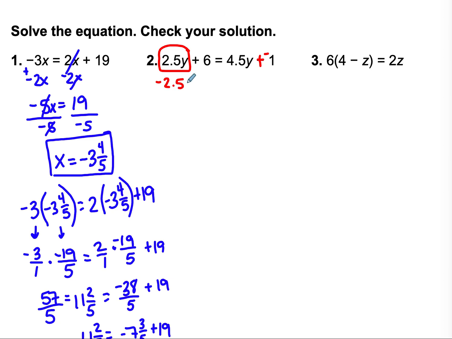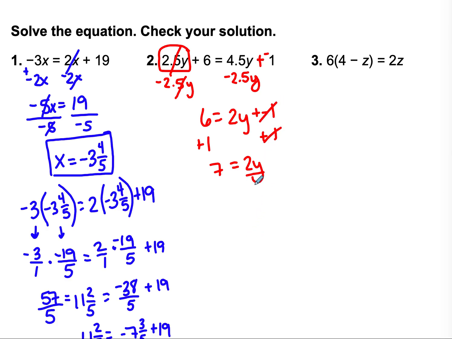So I'm going to subtract 2.5y. I'm only doing 1 on each side of the equation. 2.5y minus 2.5y is 0. I'm left with 6. 4.5y minus 2.5y is going to give me 2y. And then I've got this plus -1. To get rid of the -1, I'm going to add a +1. 6 plus 1 is 7. So I've got 7 equals 2y.